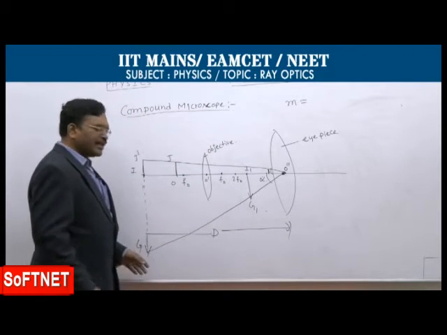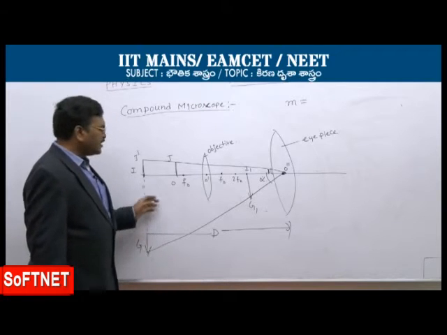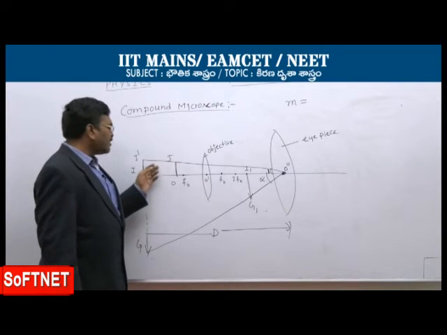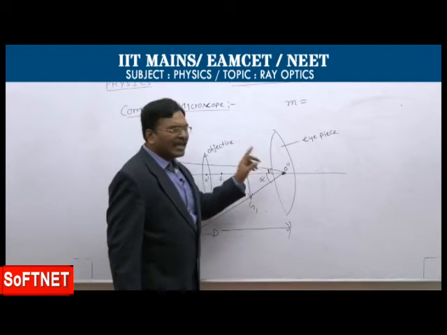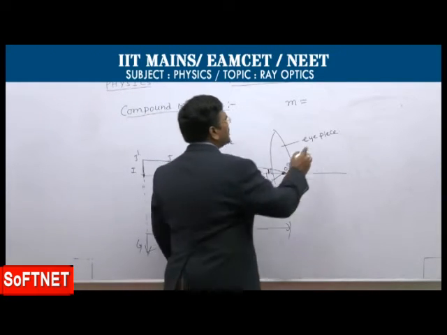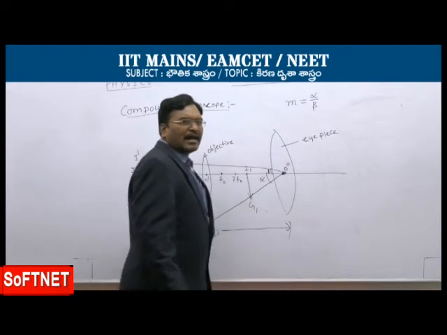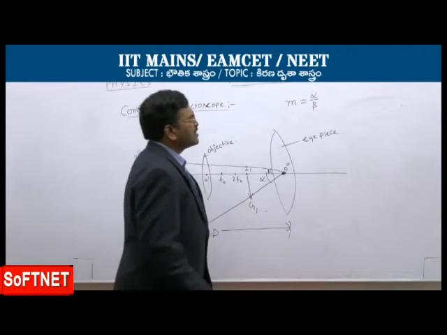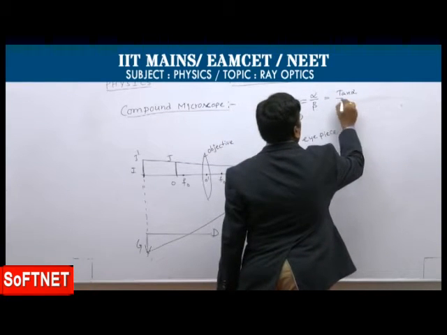The angular magnification m is the angle subtended by the image at the optic center when formed at the near point, to the angle subtended by the object when imagined to be at the near point. The angle subtended by the object is also taken at the optic center only. So m is equal to alpha by beta. For small angles, we take tan alpha by tan beta.